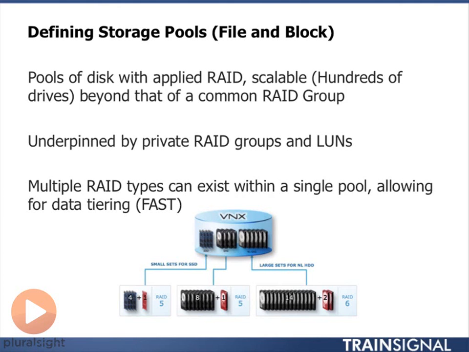Multiple RAID groups in VNX OE 32: you now can have multiple RAID types within a storage pool itself. That was just not common in anything prior to 32. When you define the storage pool itself, you define the RAID type at that time. If you want to do FAST, which is fully automated storage tiering, you have to be in a storage pool itself. You cannot do this across traditional RAID groups.